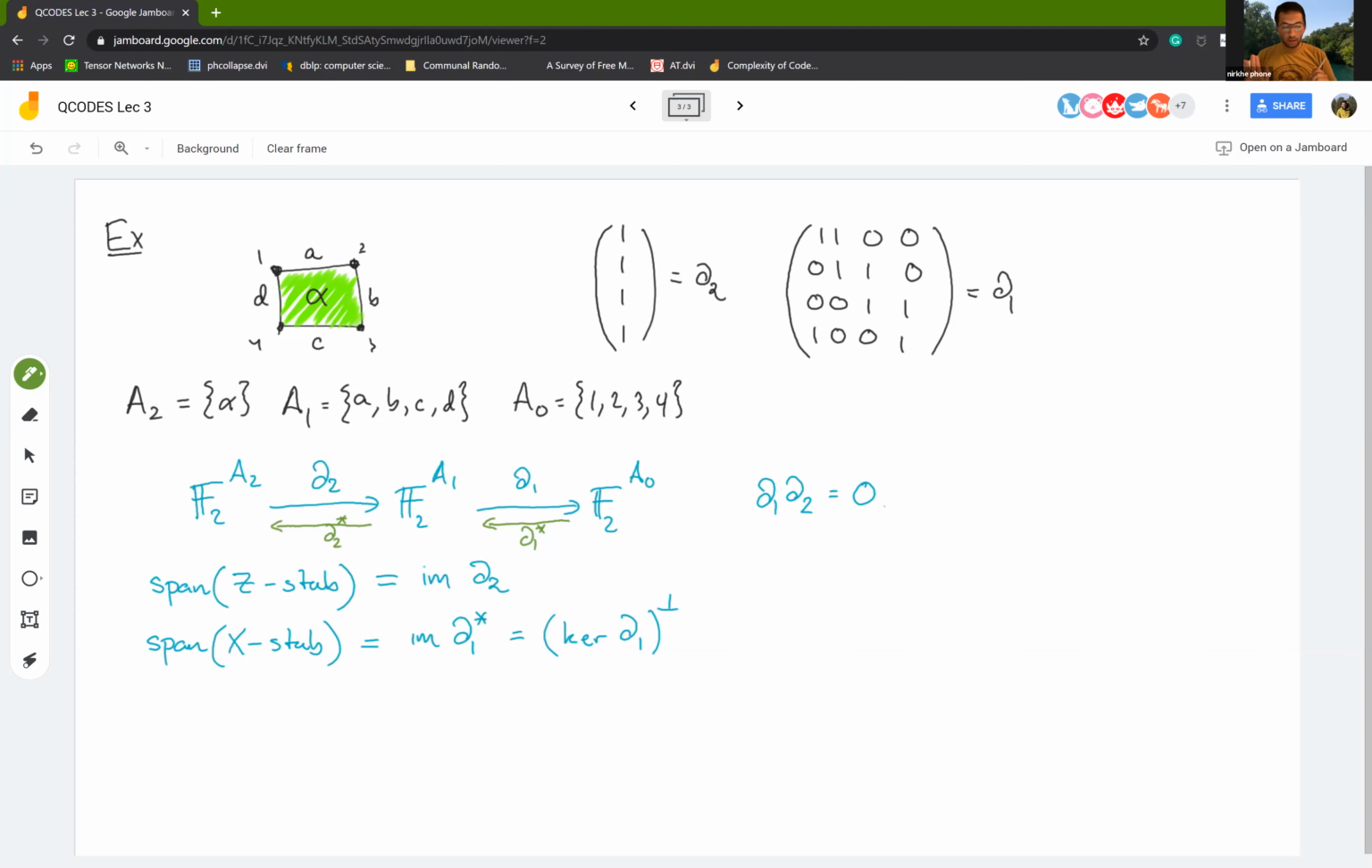So we at least see the span of the Z stabilizers is the image of delta 2, and the span of the X stabilizers is the image of delta 1 perp, just because of the way we wrote out this stuff. Is that part clear? Okay. Wait, can I get like 10 more seconds to stare at this last equality? Yeah. Cool.